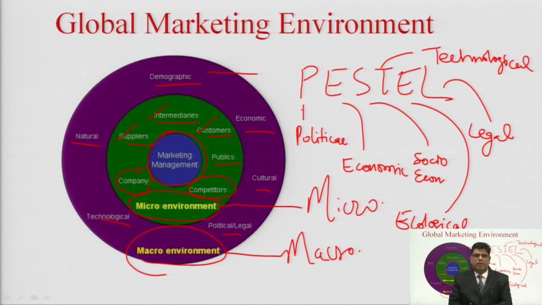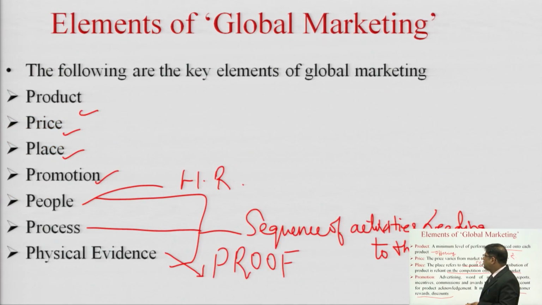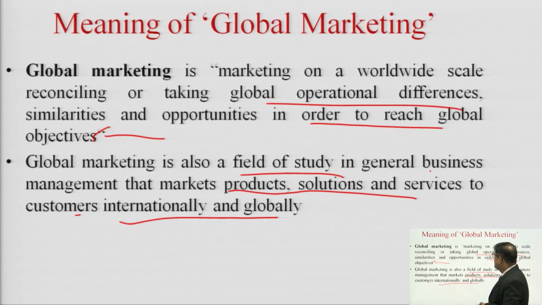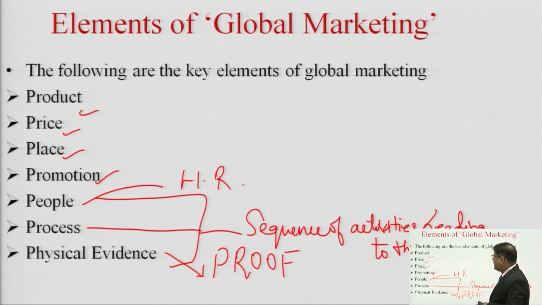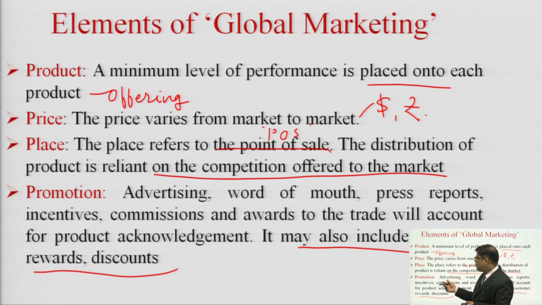So, with this, let us take a quick recap of the topics that we have studied in this lecture. In this lecture, we started with the meaning of global marketing. We studied the definition of global marketing as well as its meaning. Then we came to the elements of global marketing. There were 7 distinct elements: product, price, place, promotion, people, process and physical evidence. And then we took note of the details of all these various elements along with their examples.